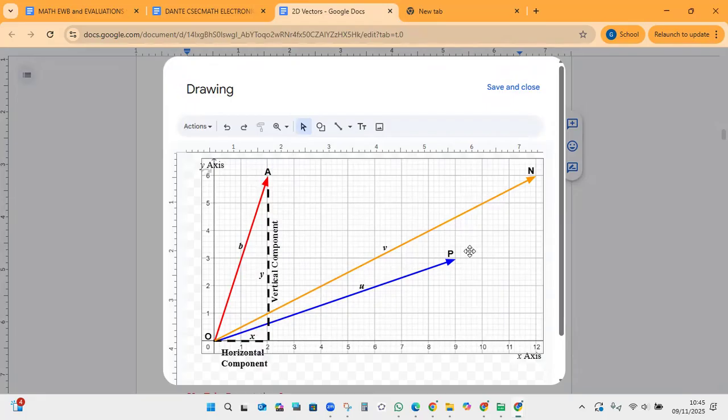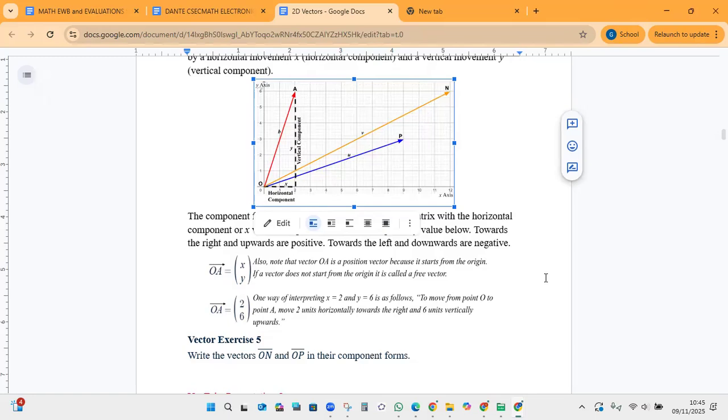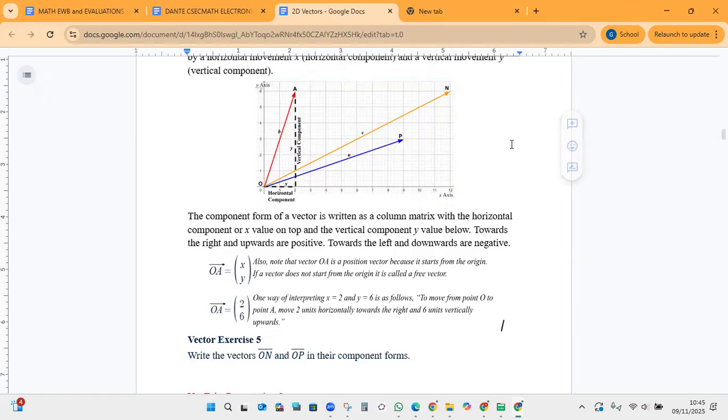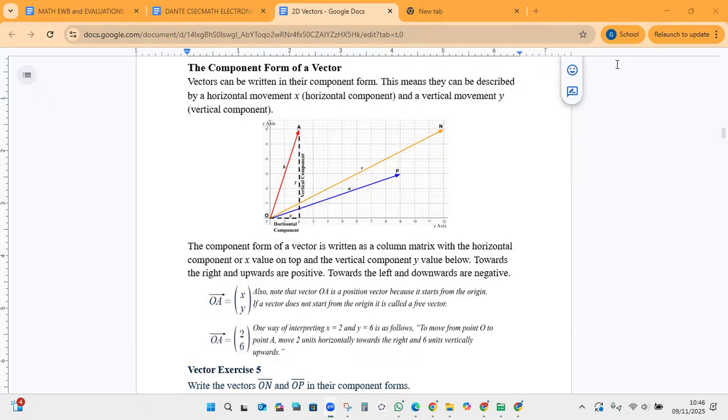As you can see, it's towards the right and upwards. So your values for X and Y will both be positive numbers. So take out your pencil, your paper, okay, your ruler, and if you need it, and complete vector exercise 5 in order to move on to vector exercise 6.